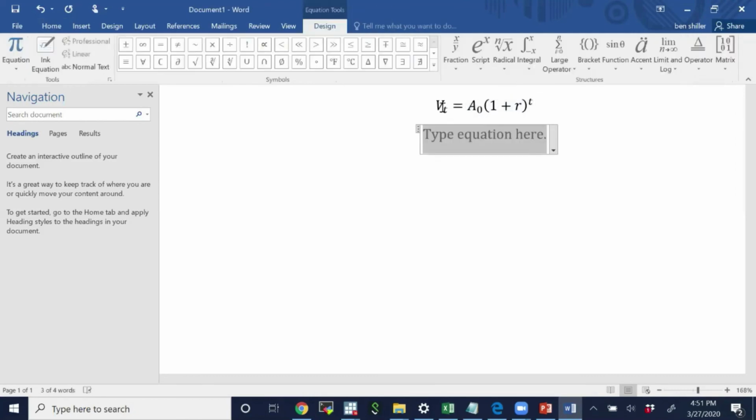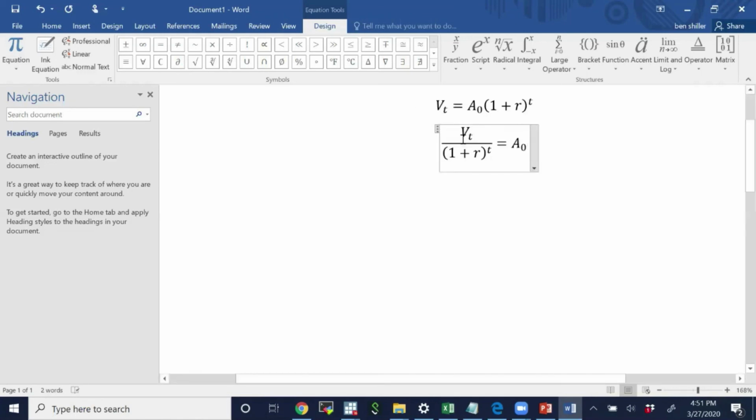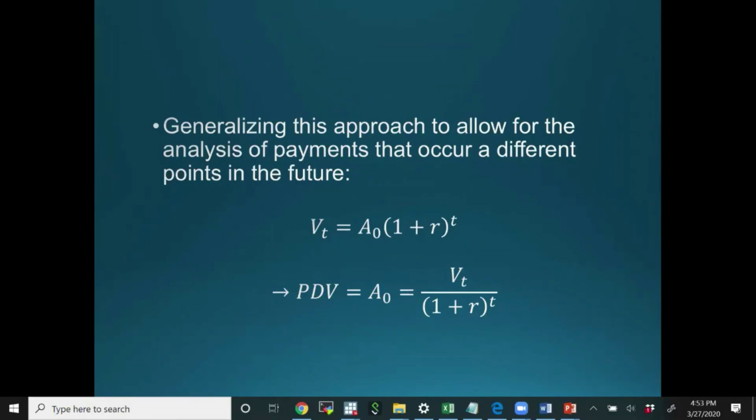So if we were to divide both sides by 1 plus R raised to the power of T, we would get that the amount that you get T periods from now, VT, divided by 1 plus R raised to the T. Right, so you're going to get some amount VT, T years in the future. How much is that worth to you today? Well, it should be equal to that amount divided by 1 plus the interest rate raised to the power of T. We call this value today of the promise of receiving some money in the future the present discounted value of that future payment, which we might abbreviate as PDV, present discounted value.